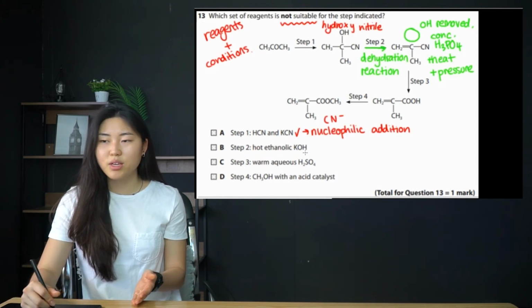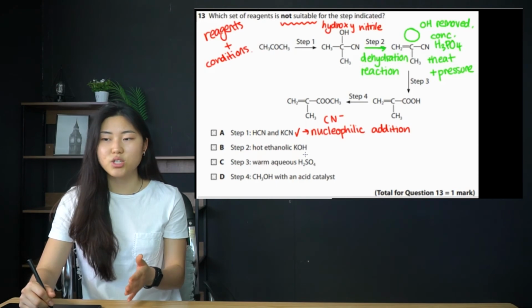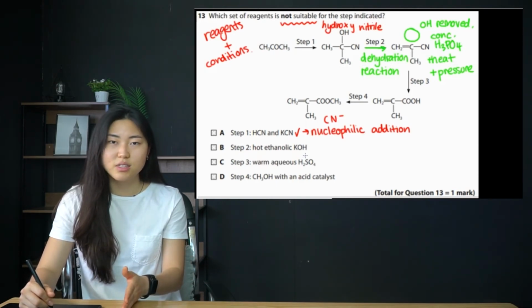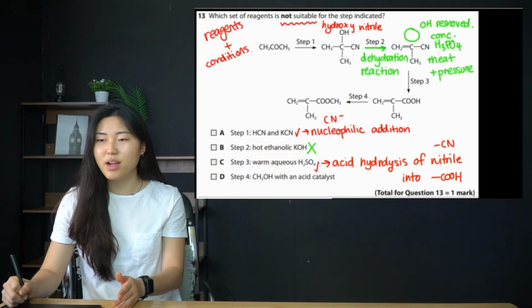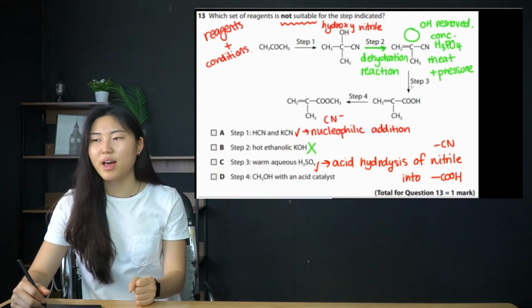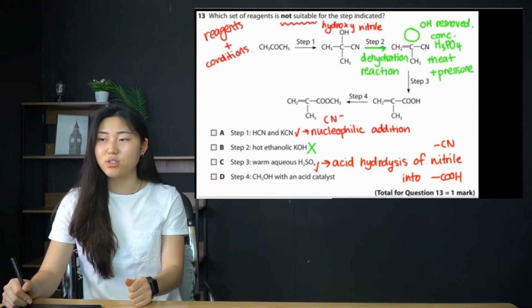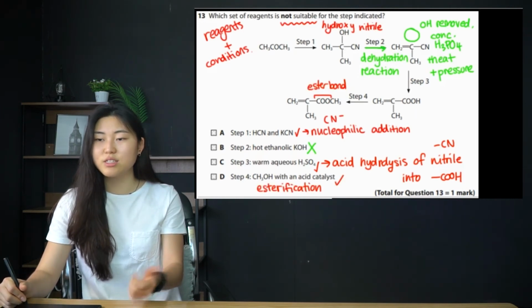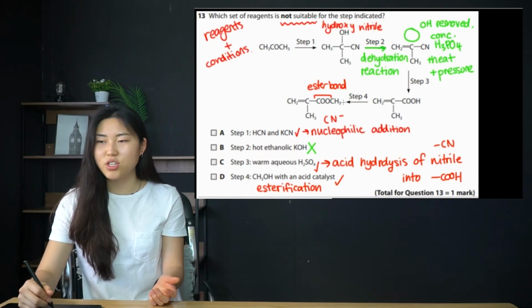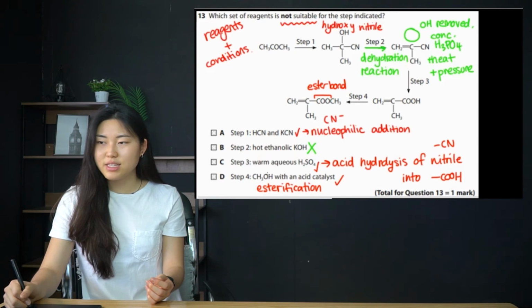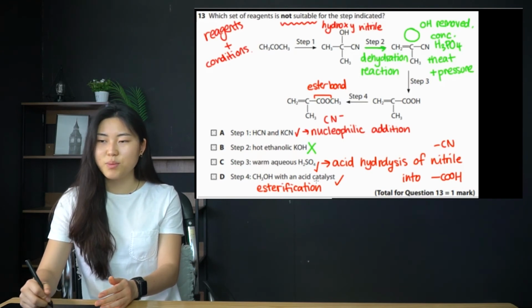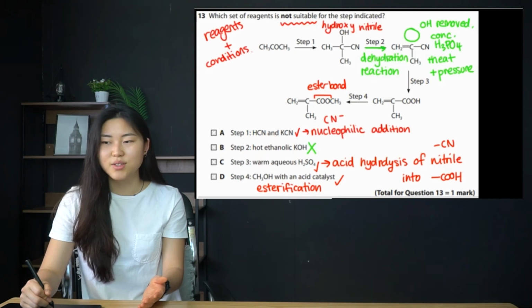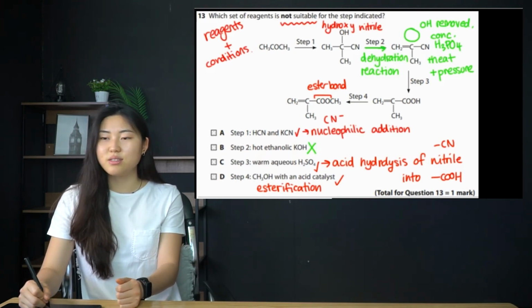But with step 2, hot ethanolic KOH, this is the reagents and conditions required for elimination of halogenoalkanes. Okay, this is not for hydroxynitriles. Okay, so B is incorrect. And step 3, warm aqueous sulfuric acid for the acidic hydrolysis of the nitrile into carboxylic acids. You can see that the nitrile group over here is being hydrolyzed into a carboxylic acid group over here, so that's correct. And D is esterification. Step 4, so we have the acid and we have added the methanol alcohol so that we formed an ester bond, right, with an acid catalyst usually being concentrated sulfuric acid. Okay, so that is completely fine. So the answer is going to be B.